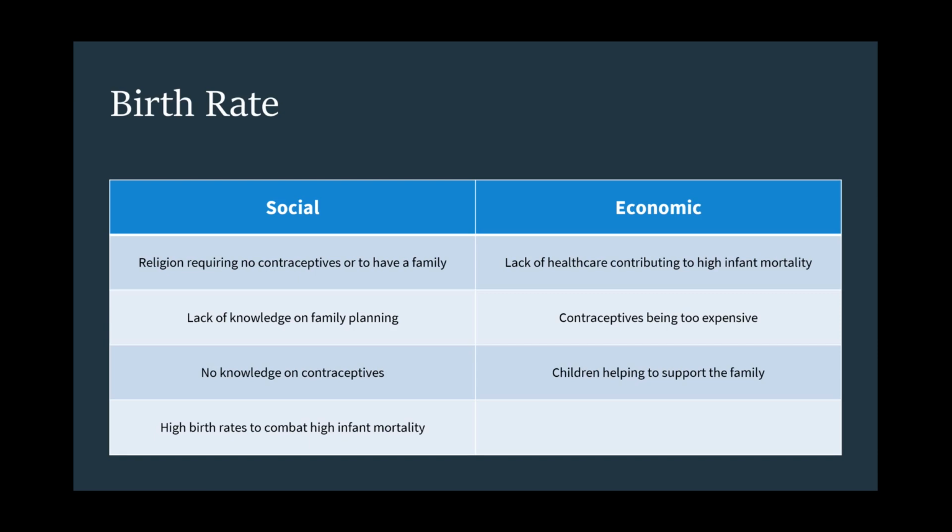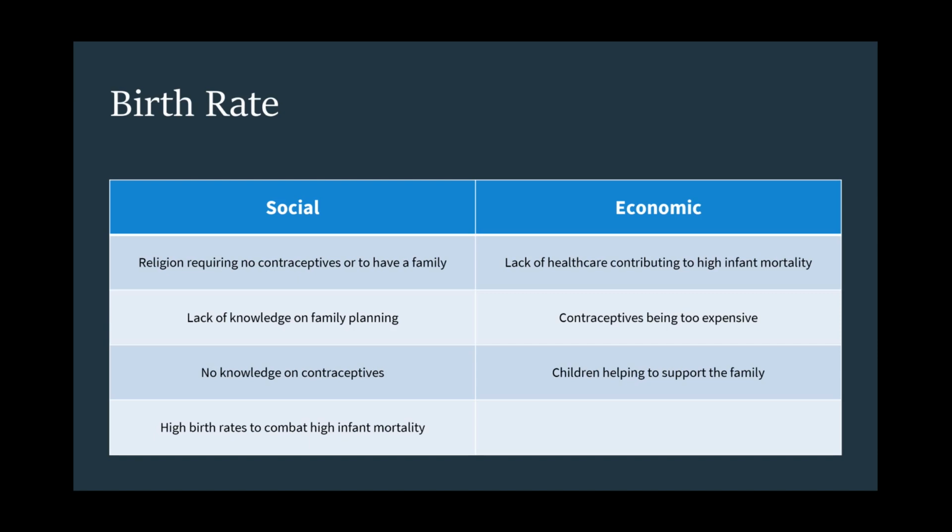High birth rates to combat high infant mortality. If there is not a good healthcare system set up within a country and the infant mortality rate is quite high, which basically means the amount of babies which don't make it past their first birthday, that means that parents will start having more kids to kind of combat the fact that more of them might not make it past their first year.